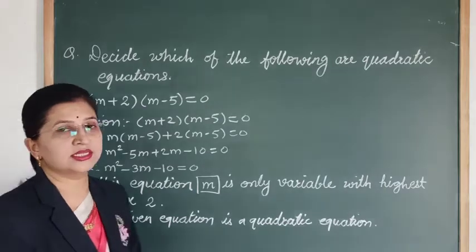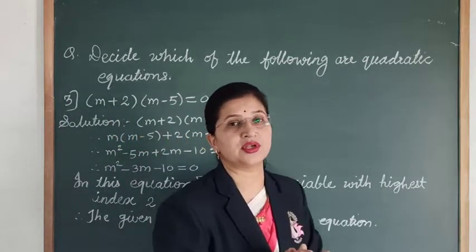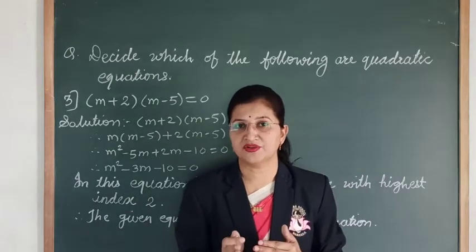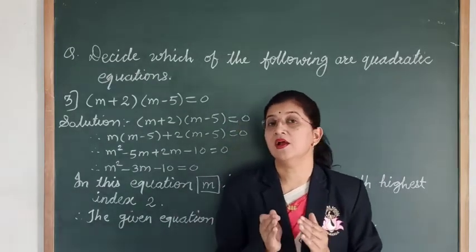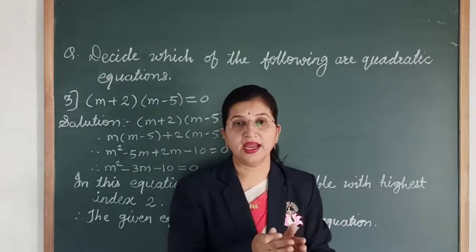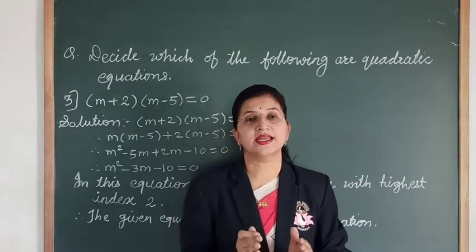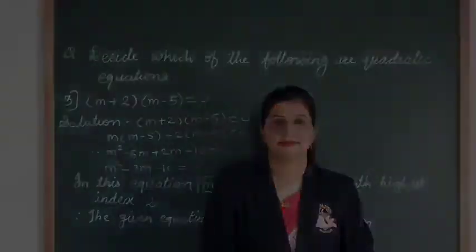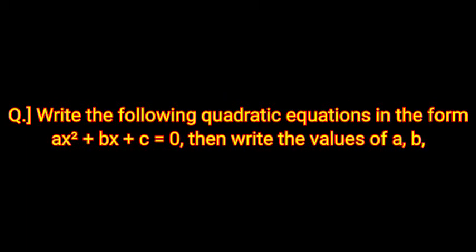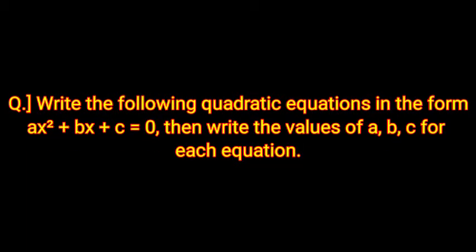Okay, now dear students, let's learn how to write the values of a, b and c. So again another type of question for 1 mark can be asked, where from the given quadratic equation we will ask to write the values of a, b and c. So let's see how to solve such questions. Write the following quadratic equations in the form ax square plus bx plus c is equal to 0. Write the values of a, b, c for each equation.